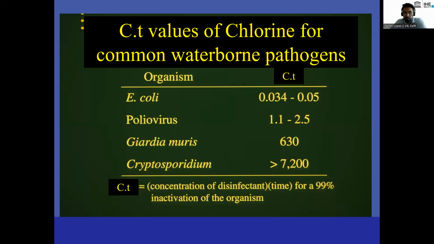So in the case of Escherichia coli, we can use a CT factor of between 0.034 to 0.05 to remove, for example, viruses like poliovirus of 1.1 to 2.5, Giardia muris 630, and Cryptosporidium more than 7,200. And these are values suggested to achieve a removal of 99% of inactivation of the organisms.